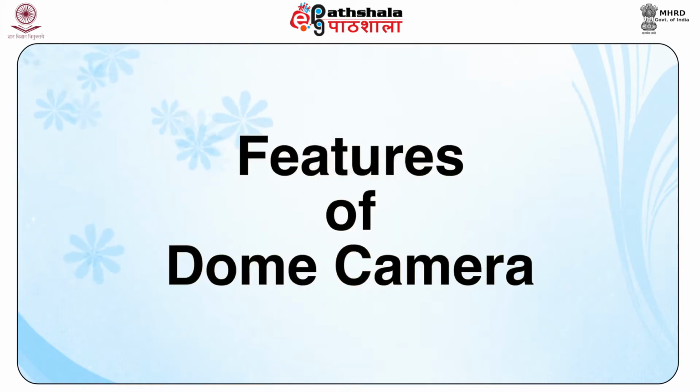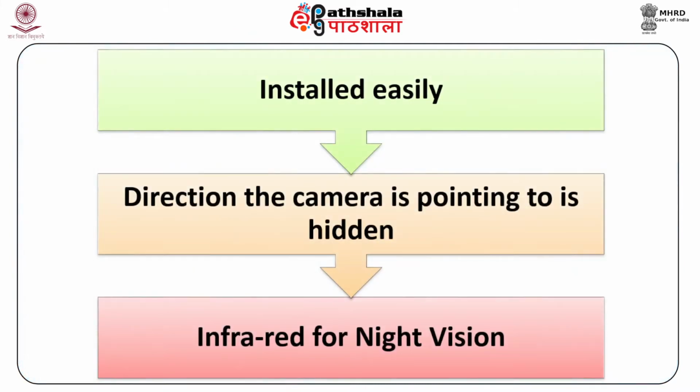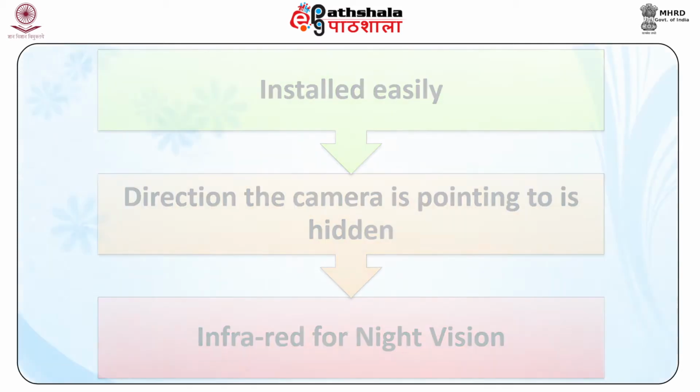Now, what are the various features of the dome camera? Dome cameras can be installed easily. Usually 2 screws are sufficient. As dome cameras have an enclosed lens, the direction the camera is pointing to is hidden. Domes can provide infrared for night vision.